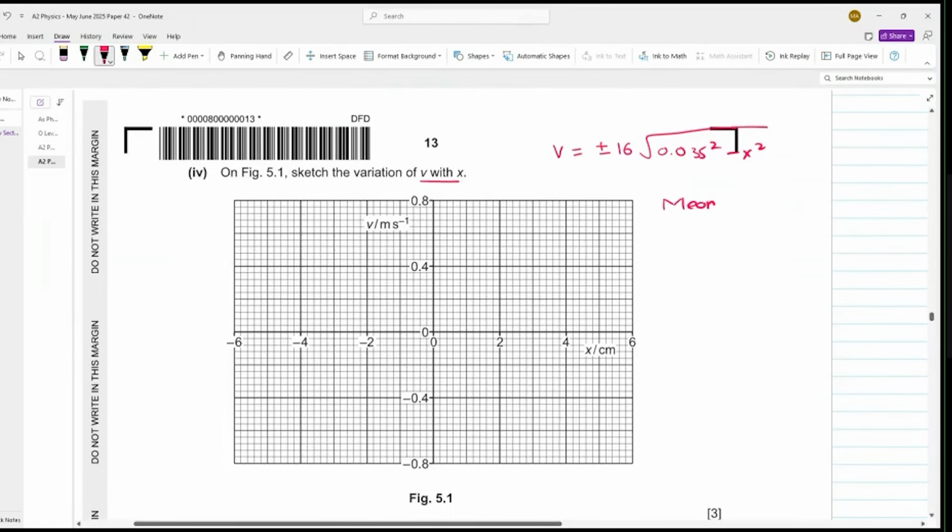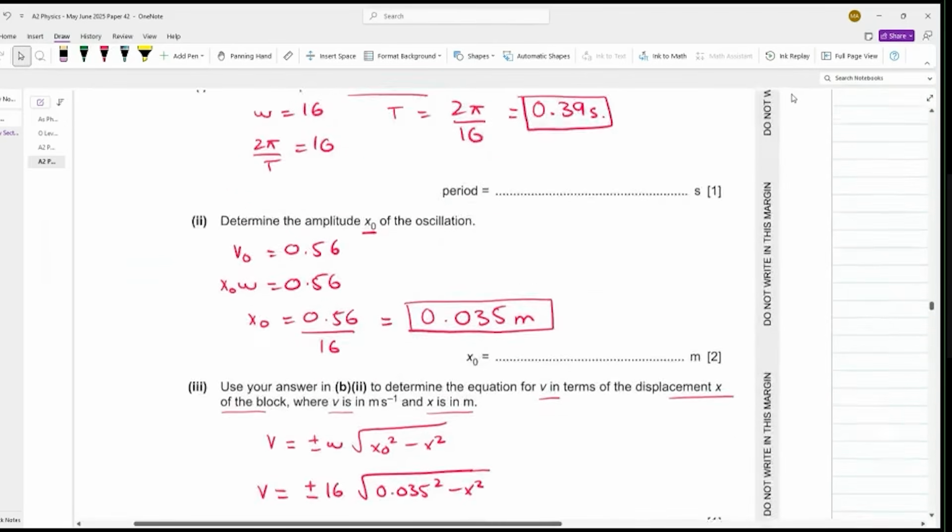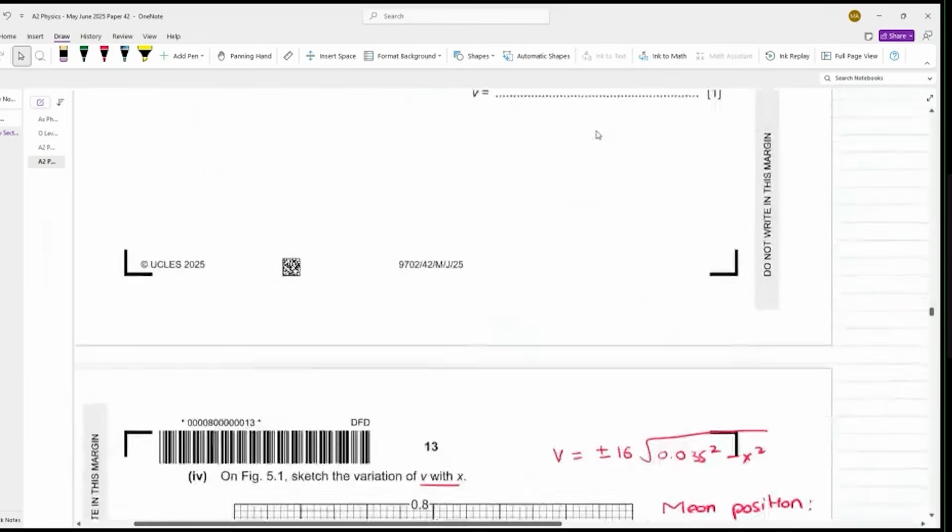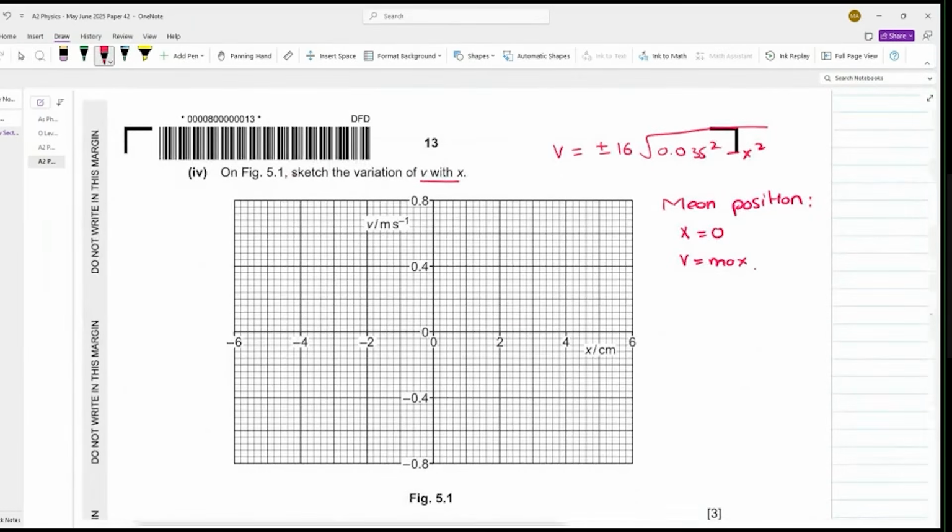At the mean position, always remember your x displacement is 0, velocity is maximum. Beta, always remember, what happens at the mean position? Displacement x becomes 0, velocity becomes maximum. What is the maximum velocity? 0.56. Okay, so where can I locate 0.56?